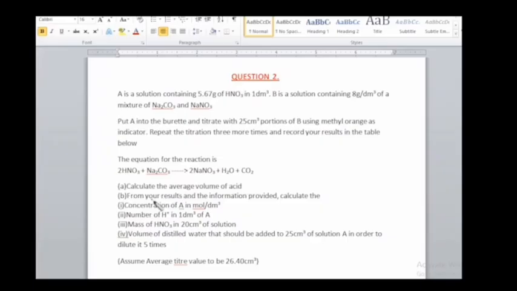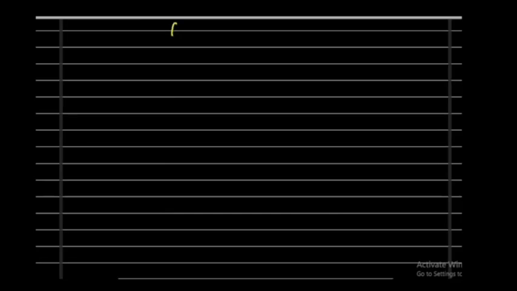Then from that and the information provided above, we have to calculate: 1. Concentration of A in moles per dm cube. 2. Number of hydrogen ions in 1 dm cube of A. 3. Mass of HNO3 in 20 cm cube of solution. And then the volume of distilled water that should be added to 25 cm cube of solution A in order to dilute it 5 times. For this question, we are assuming our average titre value to be 26.40. That is what we are assuming to be the average titre value in this particular question 2.